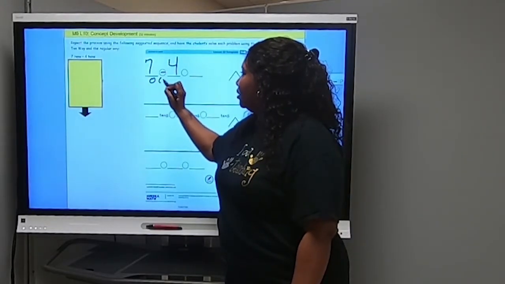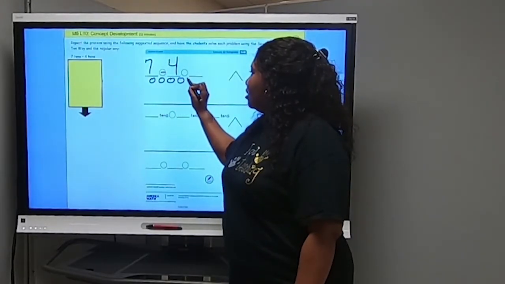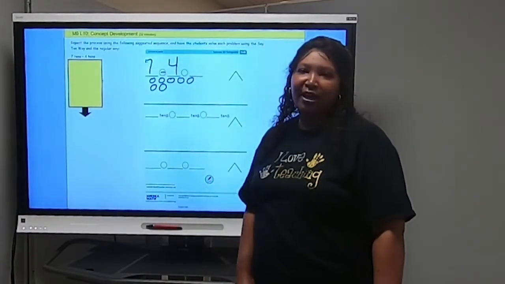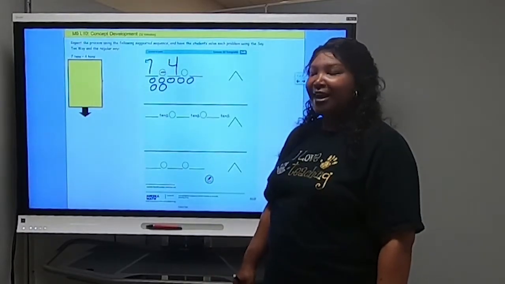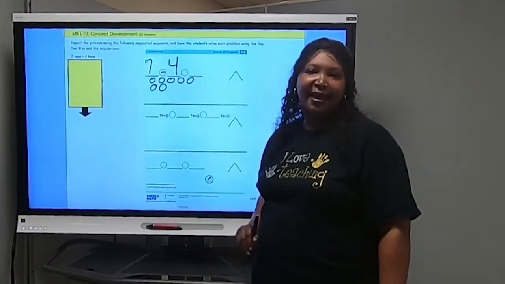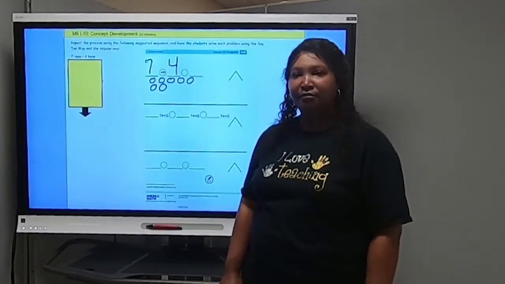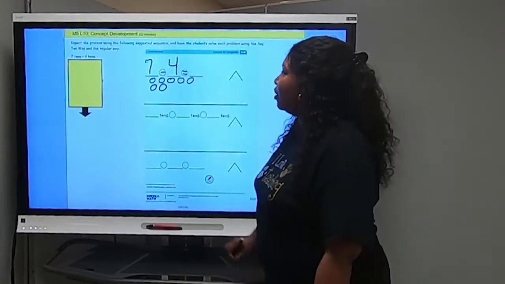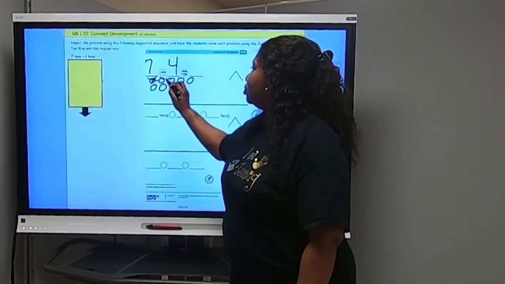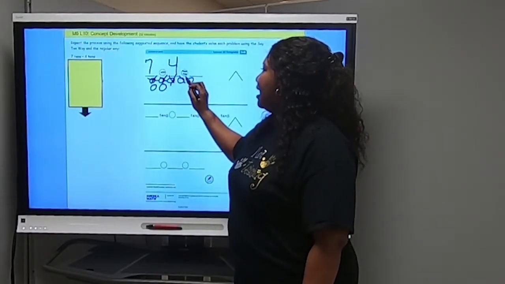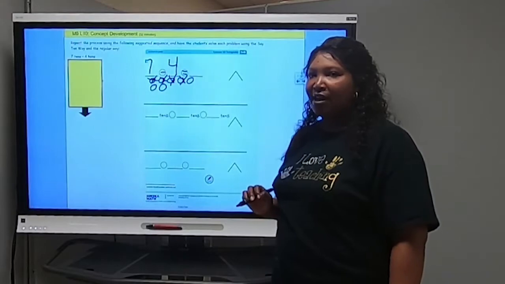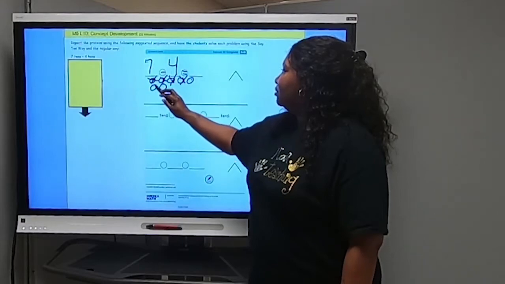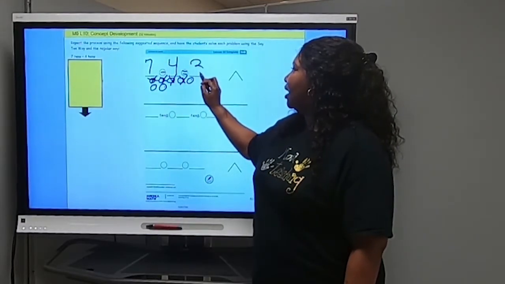So 1, 2, 3, 4, 5, 6, and 7. Why did I draw it like that? Yes, because 5 and 2 made 7, okay? So what do we go from here? Yes, we have to X out 4, okay? So 1, 2, 3, and 4. Good job, okay? So let's count to see how many is left over. 1, 2, 3. Good, okay?